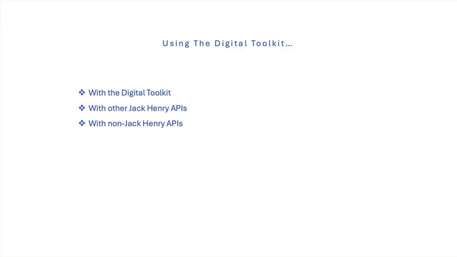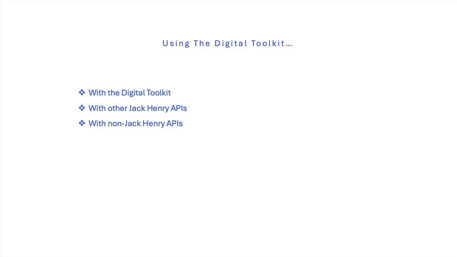This video is intended for a technical audience, such as software developers, tech leads, or system architects. In this video, we will answer the following questions. How does each piece of the digital toolkit work together? How do those pieces work together with other Jack Henry APIs? How do those pieces work together with non-Jack Henry APIs?